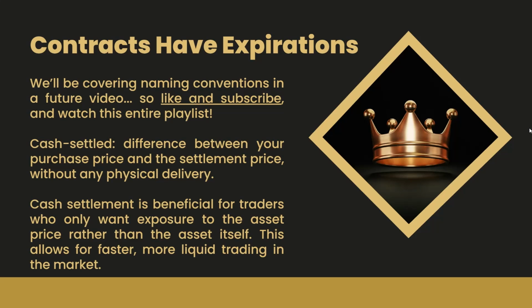Now, with most futures contracts, when the contract expires, you don't need to worry about taking delivery of 1,000 barrels of oil or a bushel of wheat or anything like that. Instead, contracts are what's called cash settled. That means when you close out of your position, the contract is settled by the cash difference between your purchase price and the settlement price without taking any physical delivery of that item.